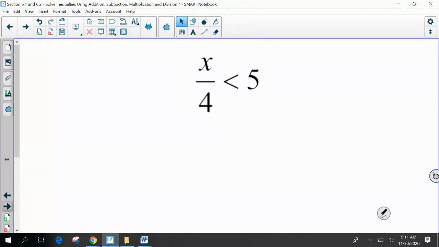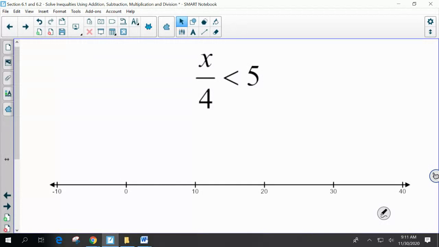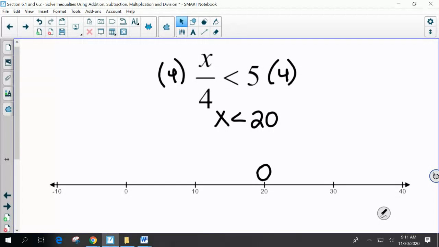Okay. Do you guys have this problem? Yes. All right. So x over 4 is less than 5. What's my inverse operation here? Multiply both sides by 4. So x is less than 20. So open circle at 20, and I'm going left. Wait a second, I thought you said you had to flip the symbol. Only when it's negative.